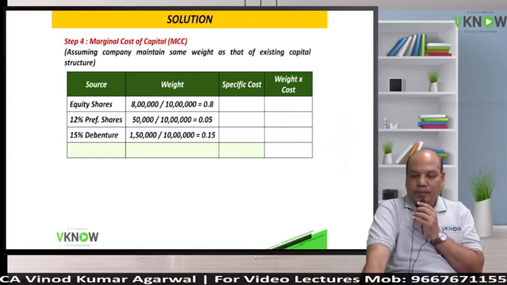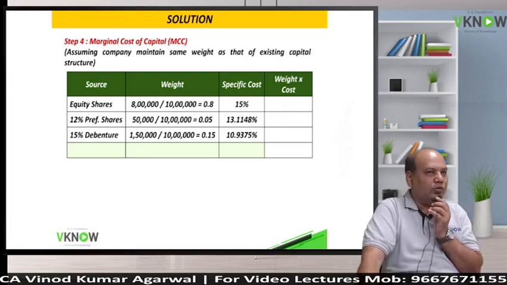0.05. 1,50,000 divided by 10 lakh. 0.15. Specific cost we have computed. Equity is 15%. Preference is 13.1148%. And debenture is 10.9375%. You can round off in 2 digits if you want. No problem with that. Now your task is to multiply and take the total.